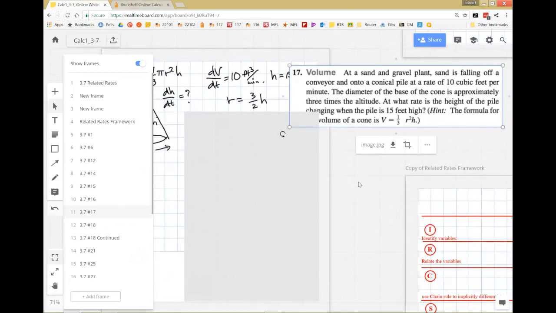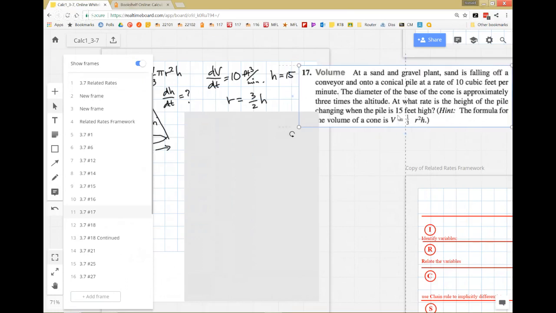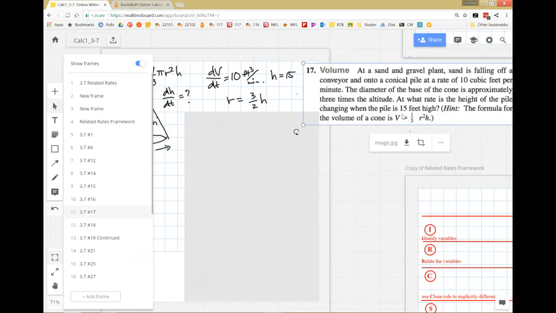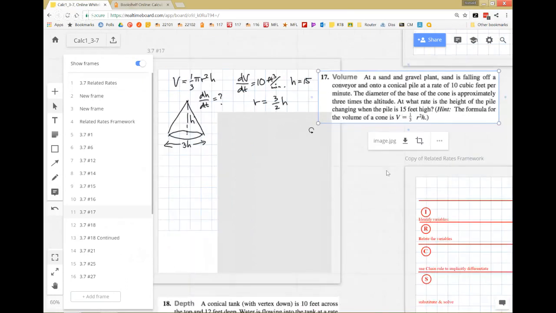At a sand and gravel plant, sand is falling off of a conveyor onto a conical pile, a pile shaped like a cone, at the rate of 10 cubic feet per minute. The diameter of the base of the cone is approximately 3 times the altitude. At what rate is the height of the pile changing when the pile is 15 feet high? And then they give you the formula for the volume of a cone.